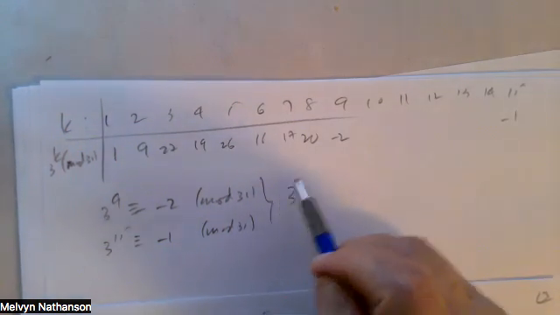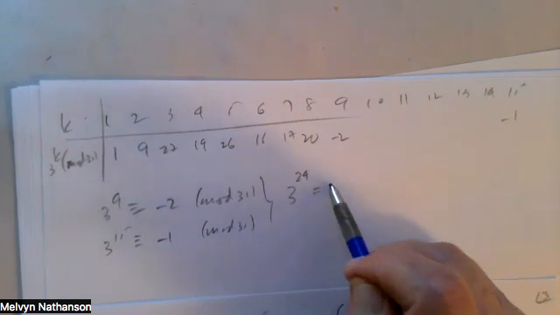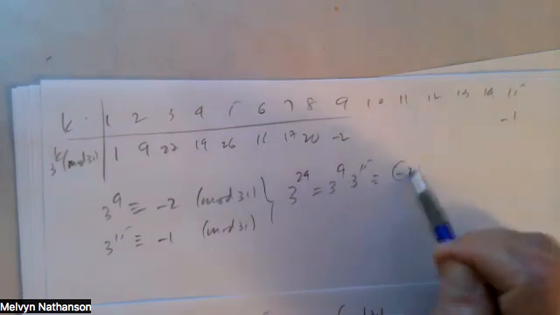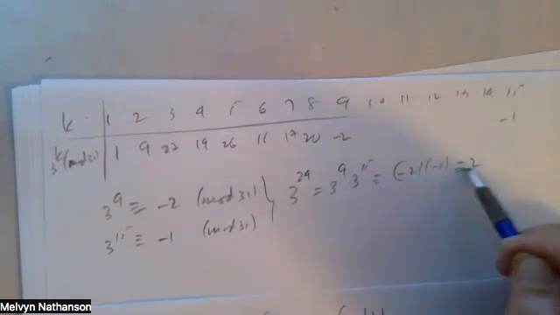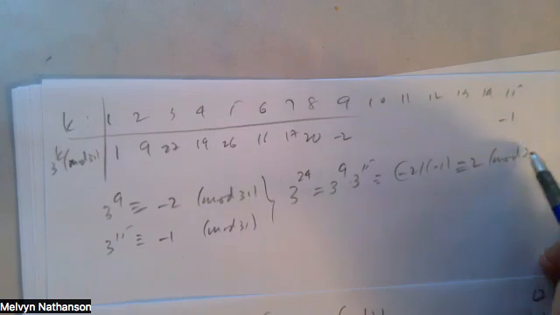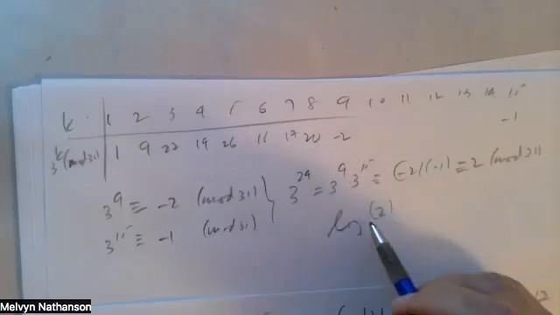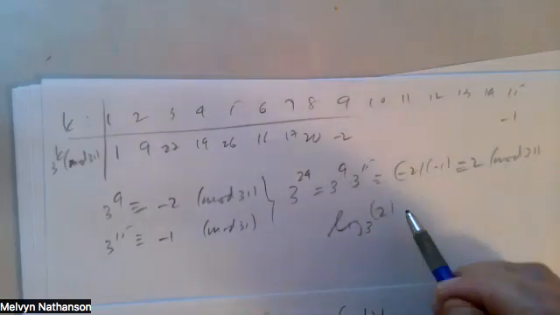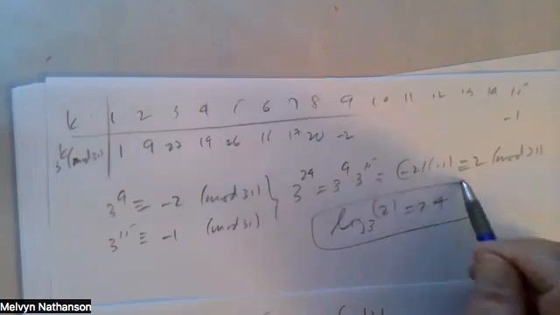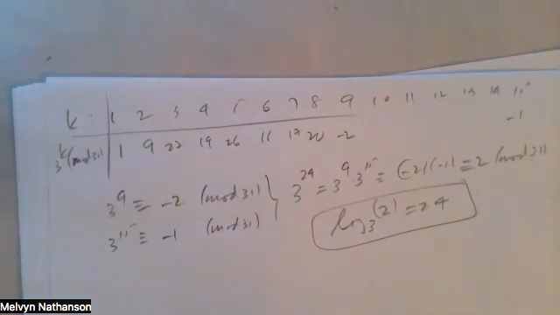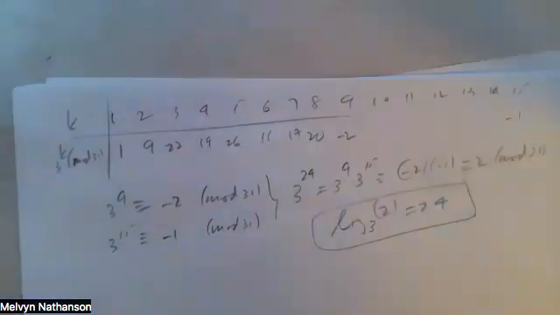Then 3 to the 24th power, which is 3 to the 9th times 3 to the 15th, is minus 2 times minus 1, which is plus 2 mod 31. So the logarithm of 2 to the base 3 modulo the prime 31 is equal to 24. So that is the series of calculations for that problem.